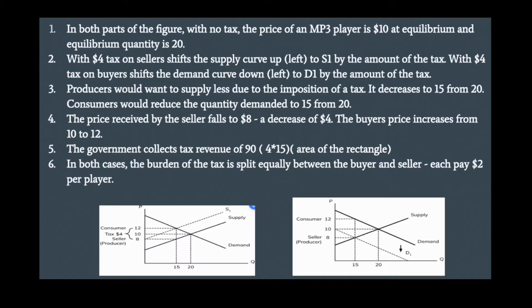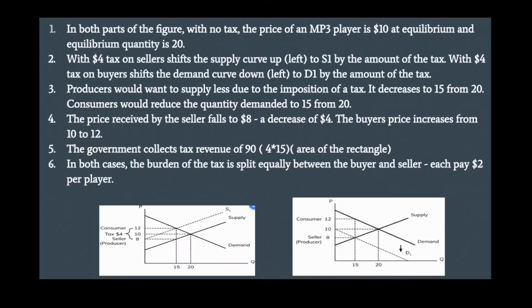Producers would want to supply less due to the imposition of a tax. It decreases to 15 from 20. If the tax is on consumers, consumers would reduce the quantity demanded to 15 from 20. The price received by the seller falls to $8, a decrease of $2. The buyer's price increases from 10 to 12.